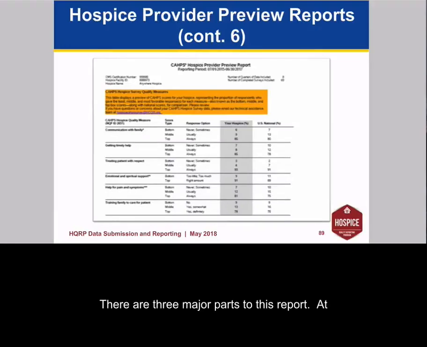There are 3 major parts to this report. At the top is some general information. It includes information about your hospice, including your provider number. And on the right is some information related to the survey, specifically how many quarters of data are included here and how many completed surveys. You will also see an orange box. That box gives some general information and some specific information on how to ask for review of your data.